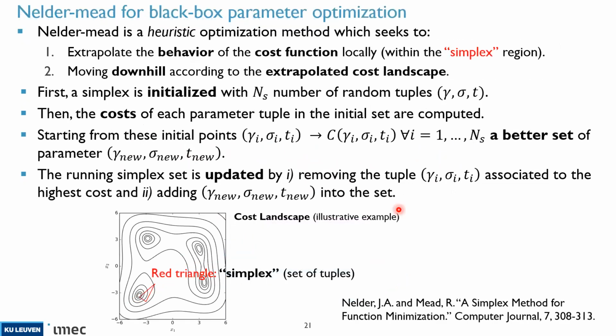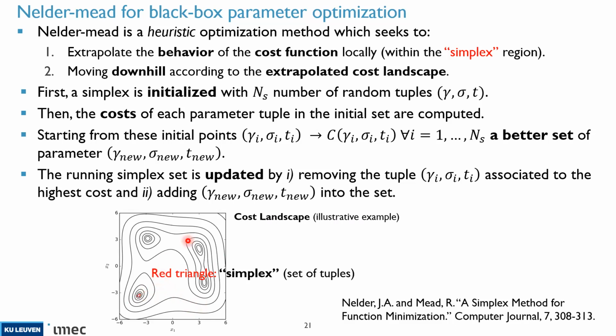In this slide, I detail a bit more how the Nelder-Mead optimization process works. As I said, it's a heuristic optimization method. Given a certain set of initial points, for example, in this triangle that is moving here, it tries to extrapolate the behavior of the cost function locally within that simplex, within that red triangle that you have here. And as it extrapolates the behavior of the loss landscape, it tries to move downhill according to that.